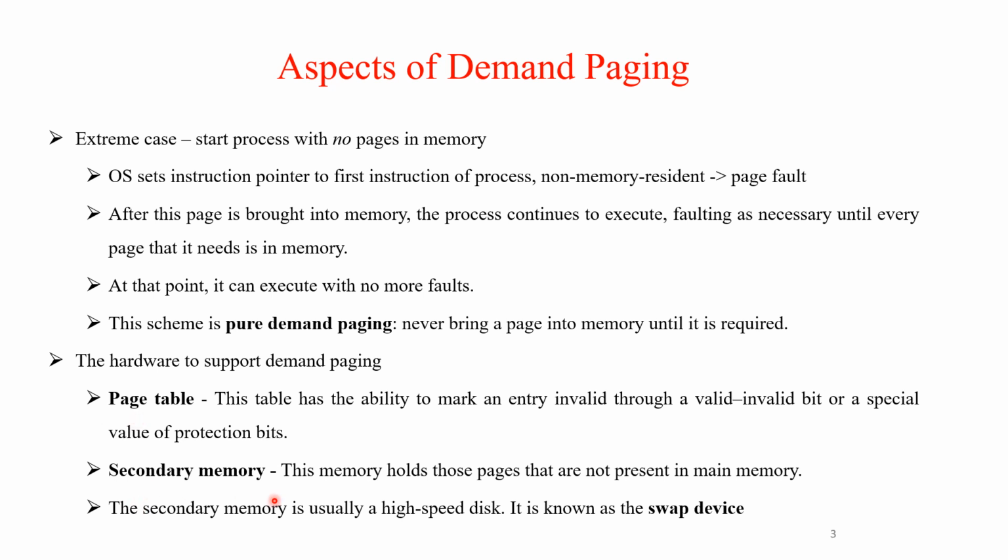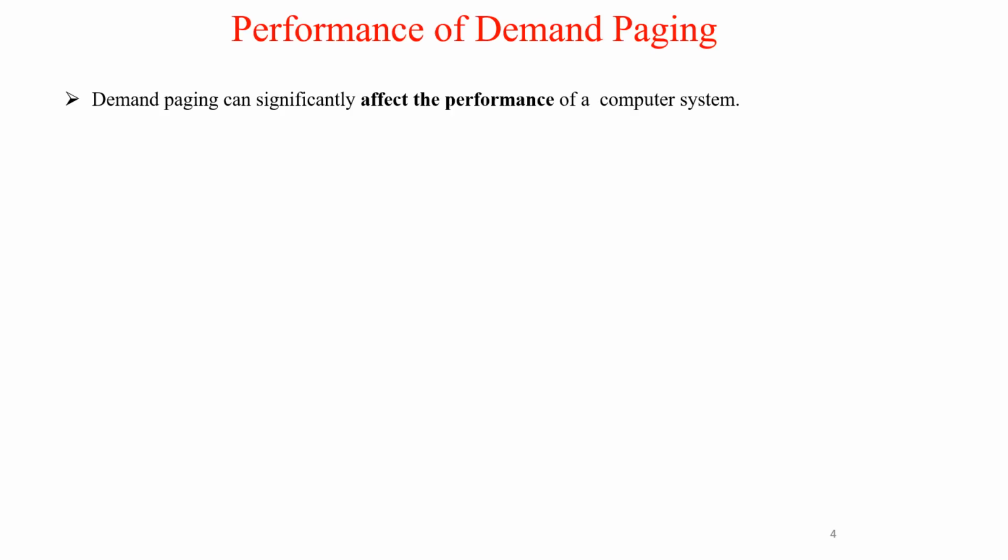Similarly, you have a secondary memory which holds all those pages. Those pages might not be there in the main memory, but they might be there in the secondary memory. This secondary memory is usually a high-speed disk, and it is also known as a swap device because from there we are swapping the required pages into the main memory. So it is called a swapping device. Here comes the performance of demand paging.